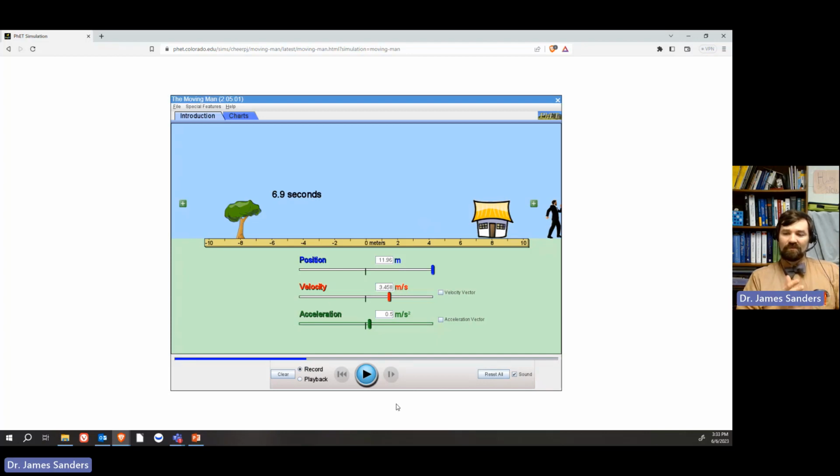So you can use this if you want to play with some of your homework problems. Not all of them will work for you, but quite a few of them will work, at least in chapter 2.